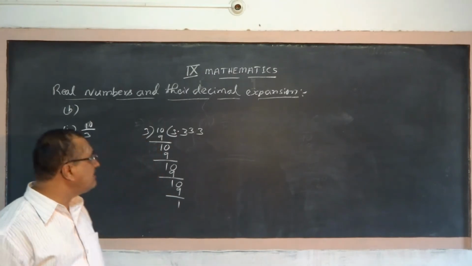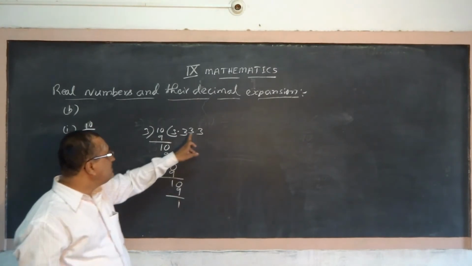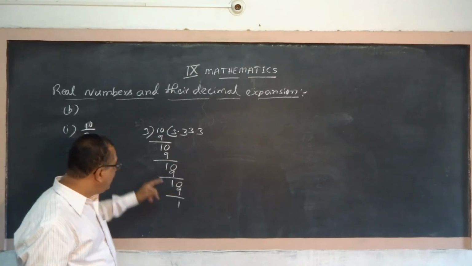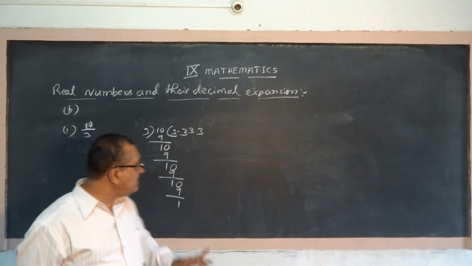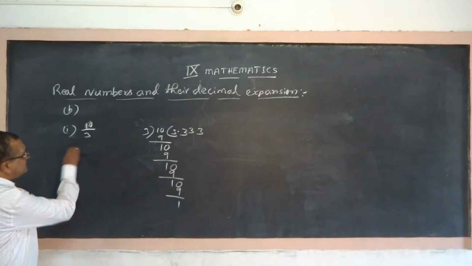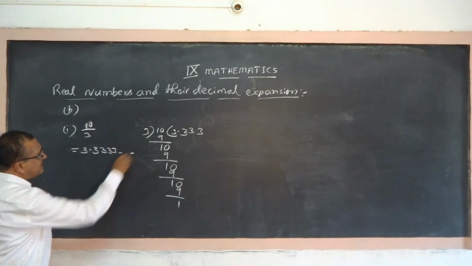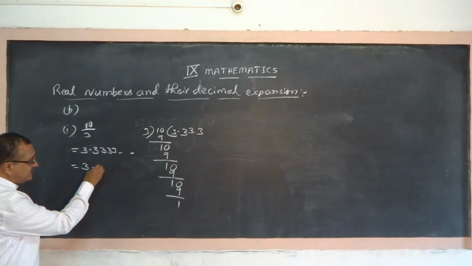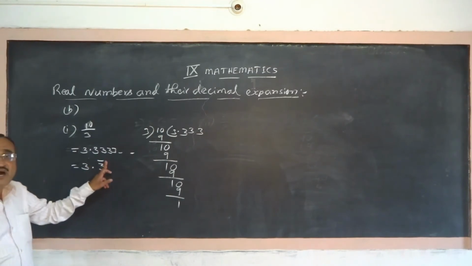When division is not completed, there are some numbers in the quotient. In the quotient, a number is repeating. What is that? 3 3 3. In the remainder also, 1 is repeating. In the quotient, 3 is repeating. So we write like this: 3.333, etc. The digit which is repeating is expressed like this: 3.3 bar, we say.